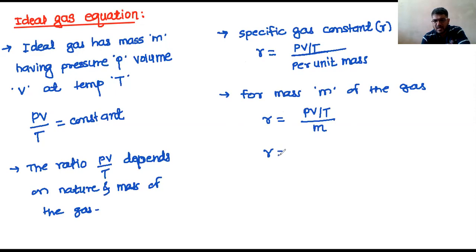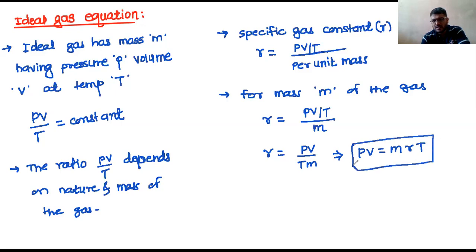So here you are getting r is equal to PV by T m, and that implies PV is equal to mrT. PV is equal to mrT, where r is the specific gas constant, m is the mass of gas, T is temperature, P is pressure, V is volume. Understand? Clear? It is also the ideal gas equation, but in terms of mass and specific gas constant. Clear?